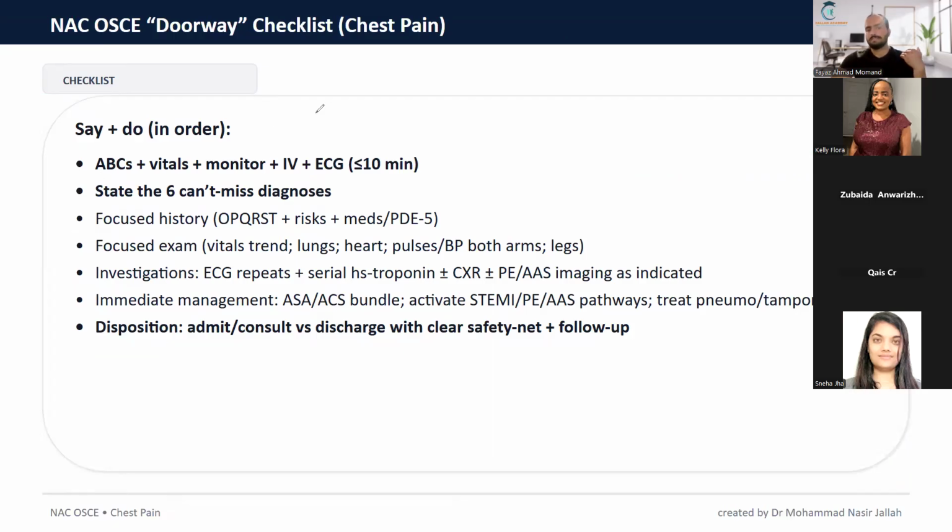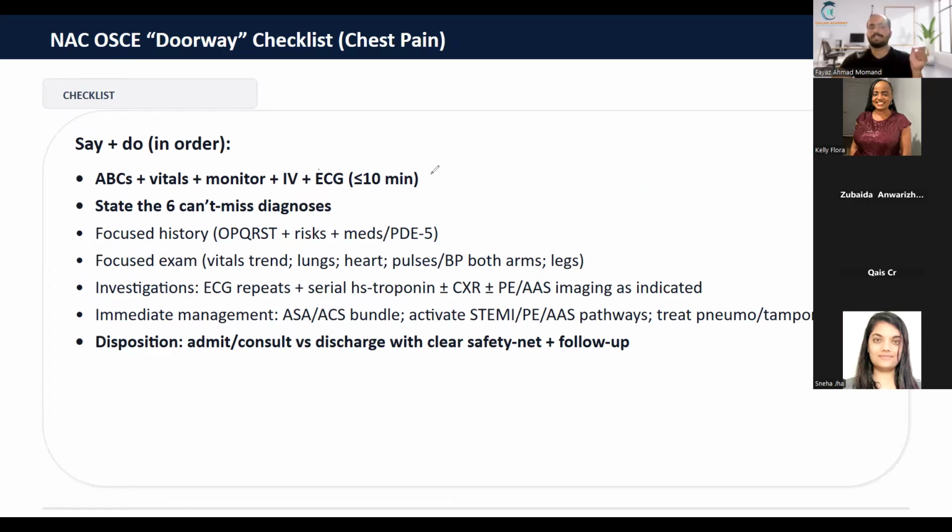Now, when you're entering the doorway, remember to do this in order. Look for ABCs, vitals, cardiac monitor, IV, ECG, all these things. State that you're going to look for acute coronary syndrome, pulmonary embolism, aortic dissection, tension pneumothorax, etc. The 6 can't-miss diagnoses that we already talked about.